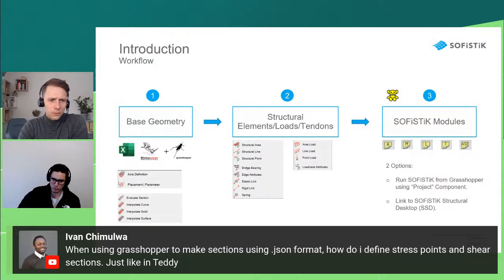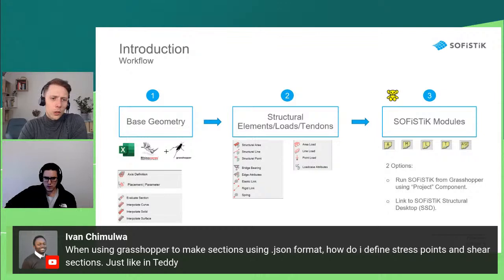Whereas Sofistik Teddy is something very special to Sofistik. So it's more like a general or almost open source type of language. Yeah. Because there was a question from Ivan who asked about this JSON file and how to define the stress point and shear sections. I think in Teddy. Yeah, in Teddy you can do it, but also in JSON. In the JSON format, okay. There are ways to do it.